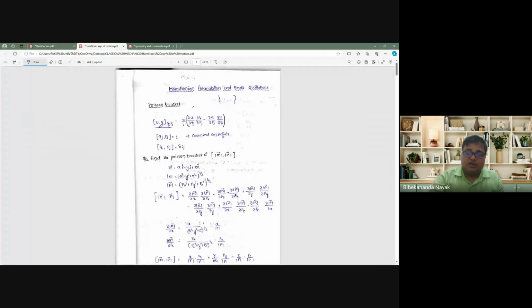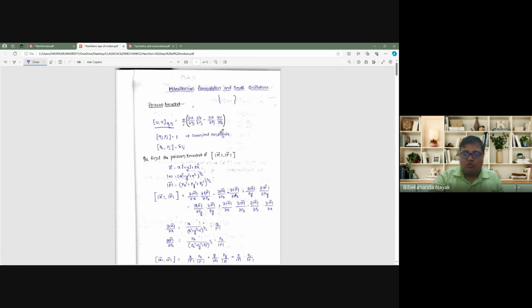Square bracket UV: if you calculate the Poisson bracket of UV, generally we take our coordinates Qj and Pj, canonical coordinates. The formula is the sum over j of del U by del Qj into del V by del Pj minus del U by del Pj into del V by del Qj.